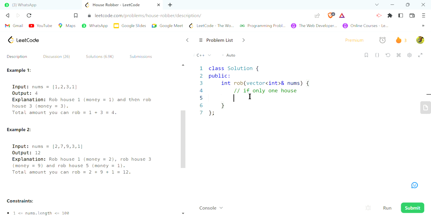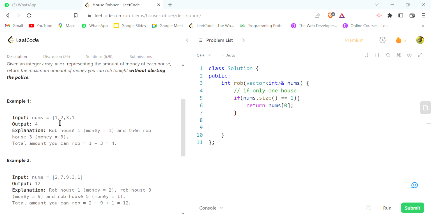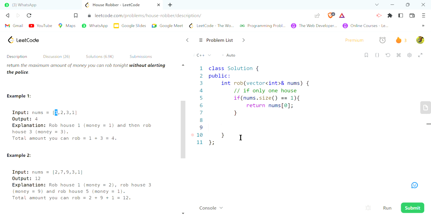Then what are we going to do? If nums.size() is 1, we simply return the element it has, because if there is no adjacent house, why should we move further? We simply return that the maximum profit is that house.